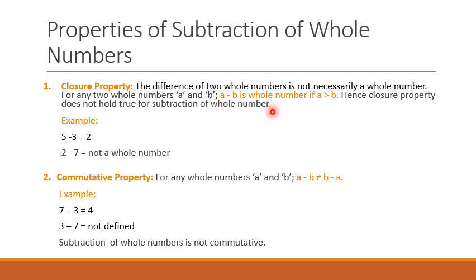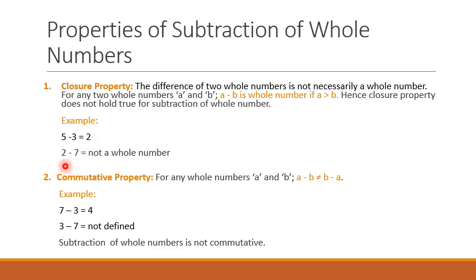Now let's understand it with the help of an example. Say I have two whole numbers 5 and 3. I write 5 minus 3. Then the answer is 2, which is a whole number. Here you can see that the first number 5 is greater than the second number. So I can always subtract a smaller number from a bigger number and the answer will be a whole number.